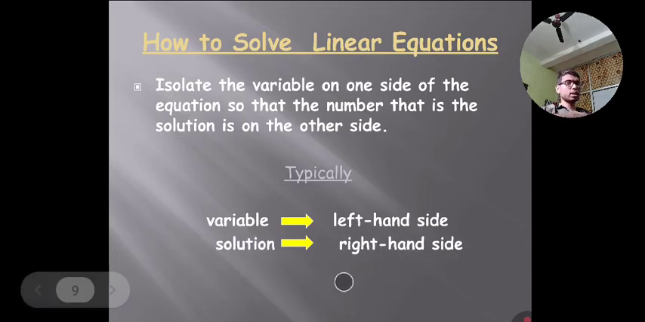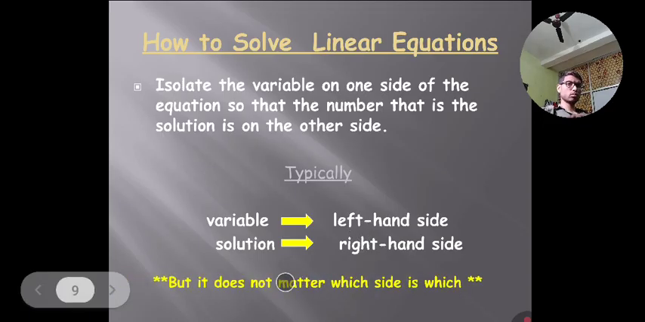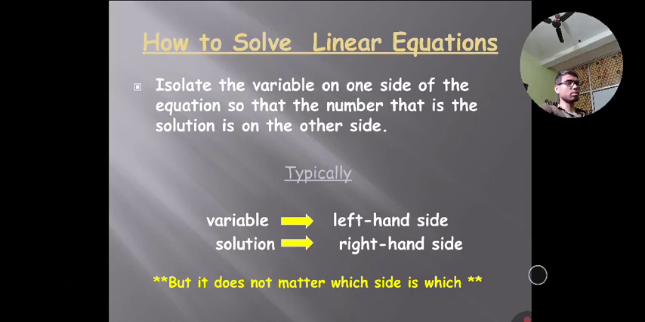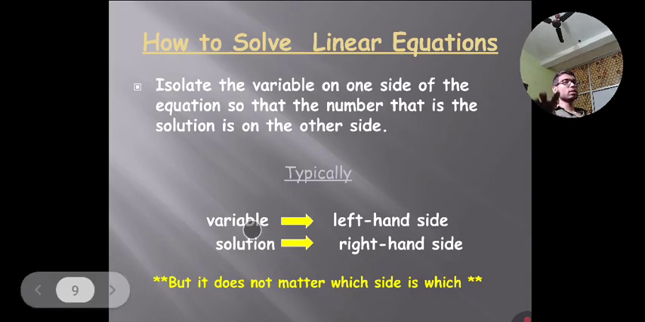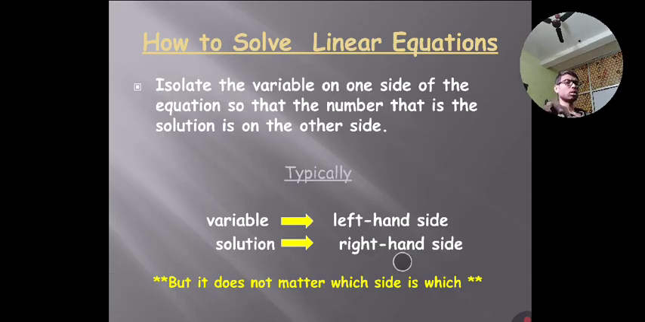The variable should be on the left hand side and the solution on the right hand side. It is a choice, but it would be standard if you do it like that. It does not matter which side is which. You can shift this to the right side or to the left side, but this is the standard. If you do it like that, then you will not get confused.